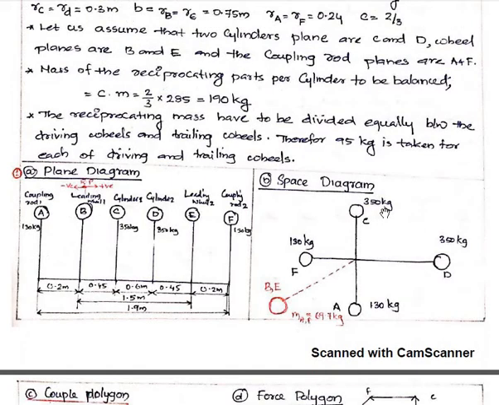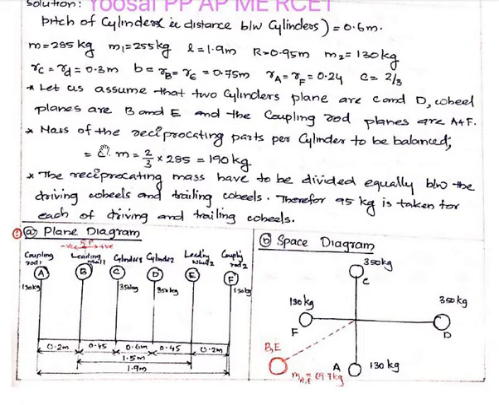The masses are given, that is, the mass of the reciprocating parts per cylinder to be balanced, that is 2 by 3rd of 285 of reciprocating mass, 190 kilogram. But listen here, there are four wheels, and the reciprocating mass has to be divided equally between the driving wheels and trailing wheels. Therefore, 95 kilogram is taken for each of the driving wheels and another 95 for each of the trailing wheels.